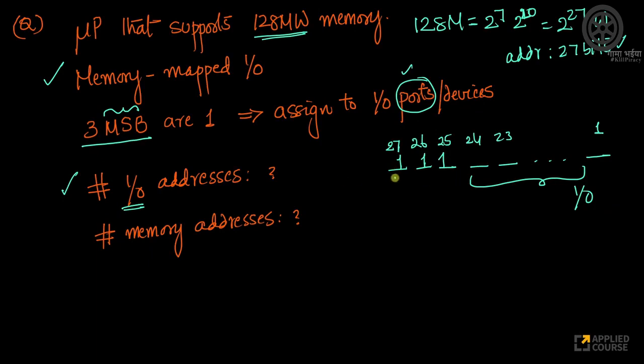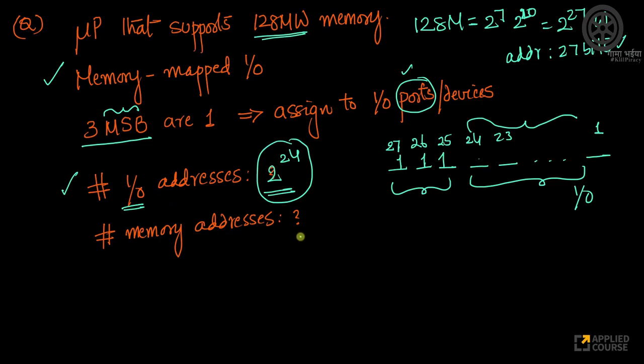So let's see. If all 3 of them are set to 1, how many IO addresses are there? You still have 24 bits that are left. In 24 bits, you can have 2 power 24 addresses. So the total number of IO addresses is 2 power 24. You can connect 2 power 24 IO devices to this system.